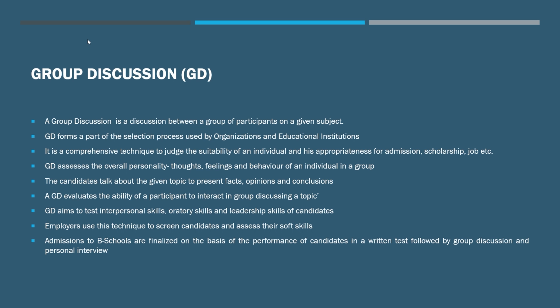A GD evaluates the ability of a participant to interact in a group discussing a topic. Group discussion aims to test interpersonal skills, oratory skills, that is, communication skills, and leadership skills of candidates. Employers use this technique to screen the candidates and assess their soft skills. Admissions to B schools after your degree are finalized on the basis of the performance of candidates in a written test, followed by a group discussion and personal interview.